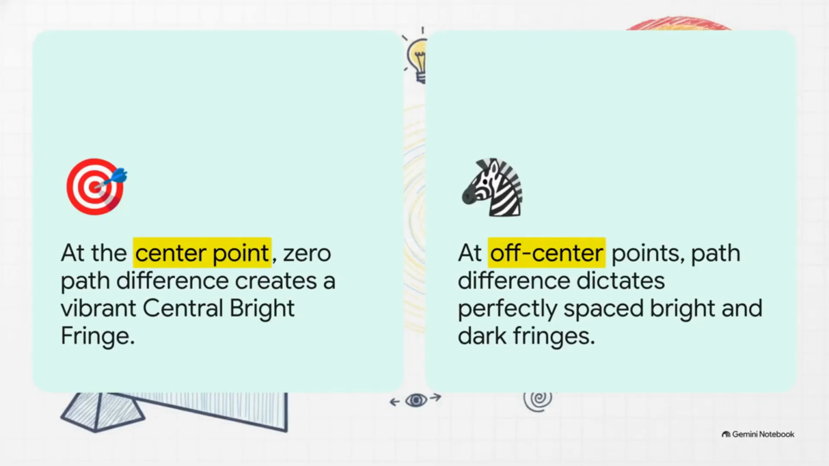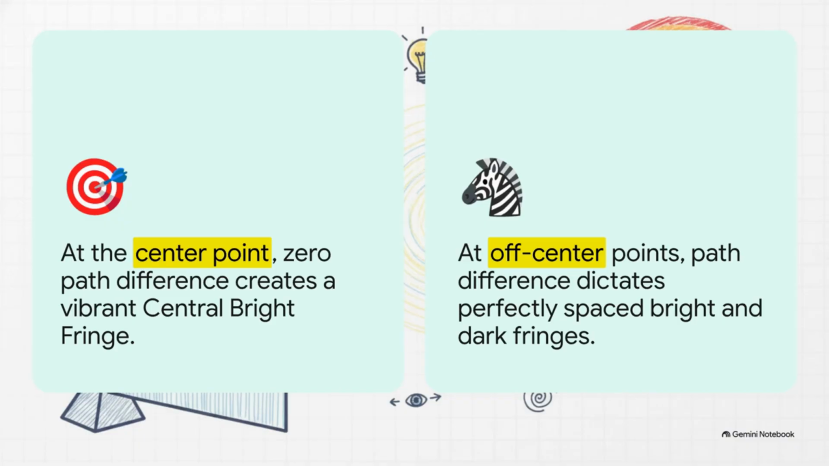And what appears on that screen perfectly validates everything we've just talked about. At the exact center point on the screen, waves from S1 and S2 travel the exact same distance. So the path difference is zero. Therefore, they arrive perfectly in phase, giving us a vibrant central bright fringe. But as you look off-center, those distances change. One wave has to travel further than the other. When the path difference hits half a wavelength, boom, a dark fringe. When it hits a full wavelength, another bright fringe.